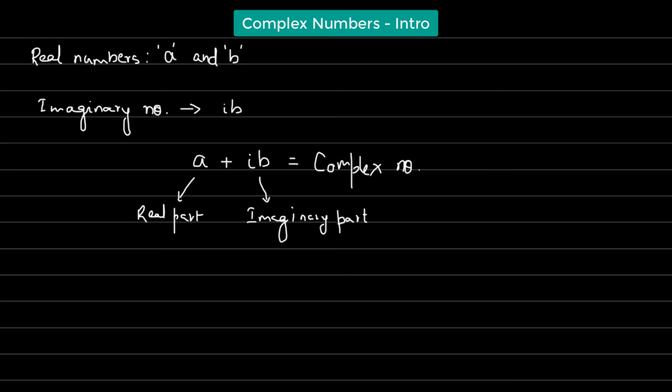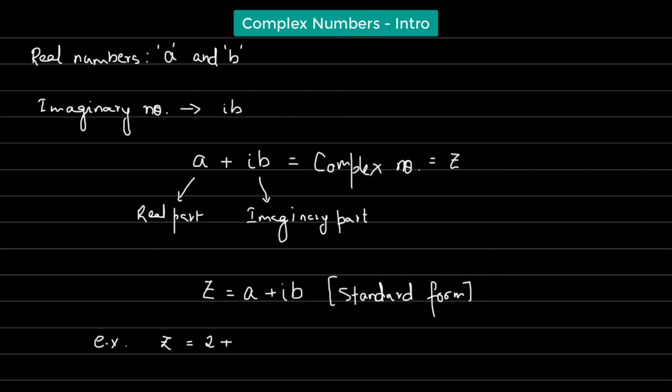So let us denote this complex number by Z. Then we have Z equals A plus IB. This is known as the standard form of a complex number. In the standard form, we write the real part first, that will be the first term, followed by the imaginary part. So if we have a number, for example, Z equals 2 plus I3, or you can write 3i, which means the same thing, then this is in the standard form.